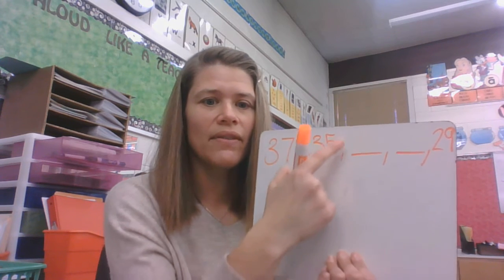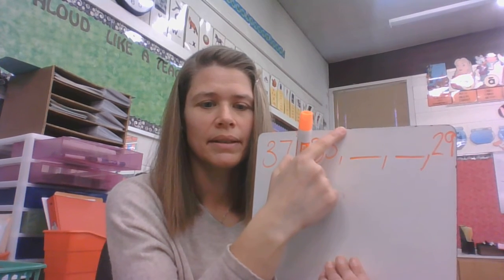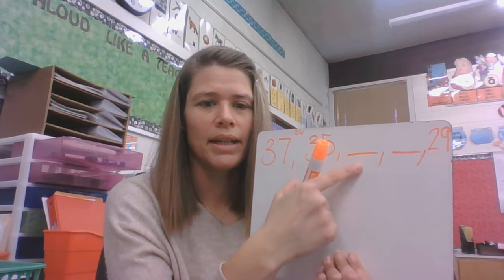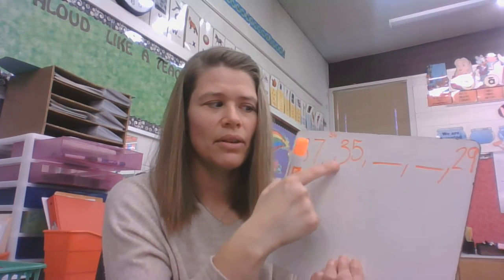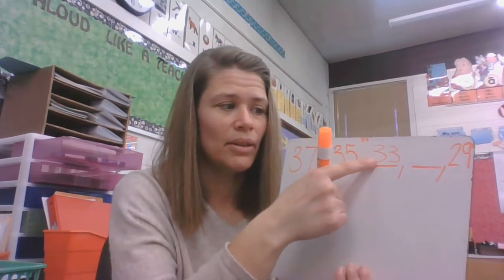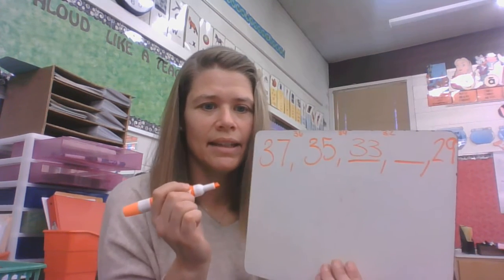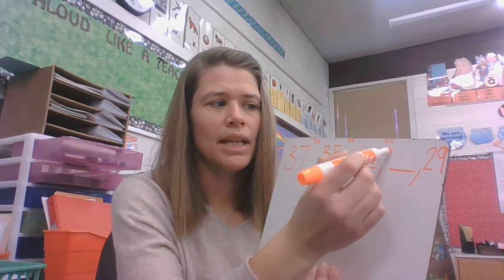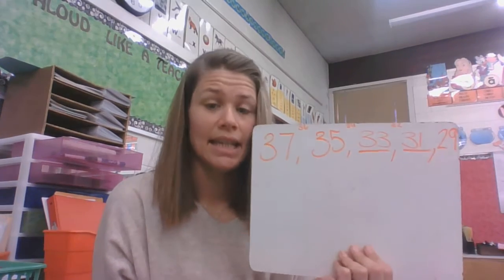So now if I'm at 35, what number am I going to skip? And then what number is going to go here? So I'm at 35, I skipped 34. So what's going to go here? Answer is 33. And remember, I'm counting down. Okay, so I'm at 33. What number am I skipping? 32. So what's going to go on my blank? 31. And then I skipped 30 to go to 29.